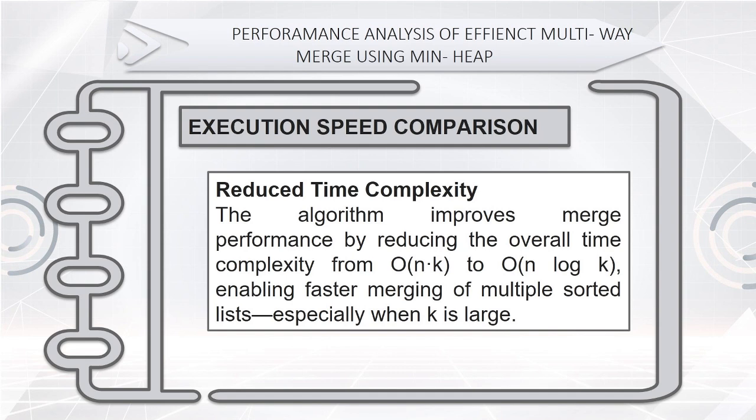Now let's compare O(n k) versus O(n log k). O(n k) represents the time complexity of a less efficient approach, where n is the average number of elements in each of the k sorted lists. While O(n log k) represents the time complexity of the min heap based approach. This is significantly better, especially when k, which is the number of lists, is large.